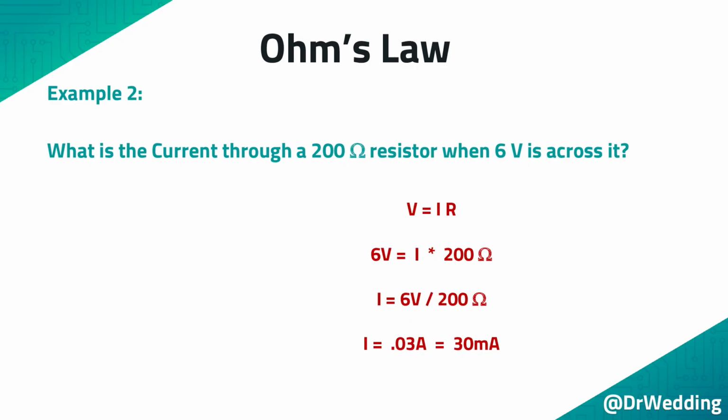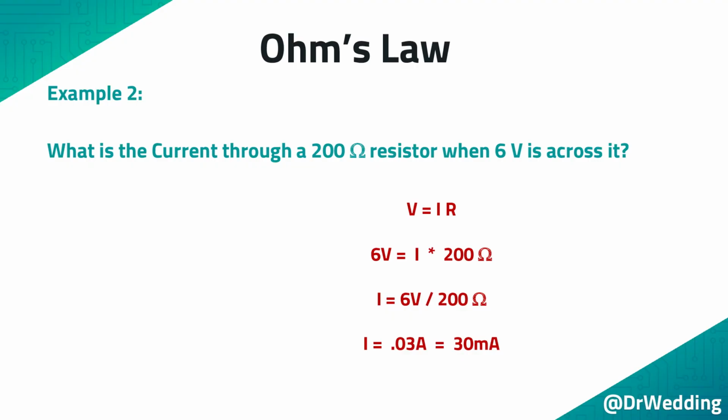Here is another example. What is the current through a 200 ohm resistor when 6 volts is across it? Start by writing the equation V equals I times R. Next, you plug in the known values. Make sure that the voltage is in volts and the resistance is in ohms. You then isolate the variable that you are solving for.